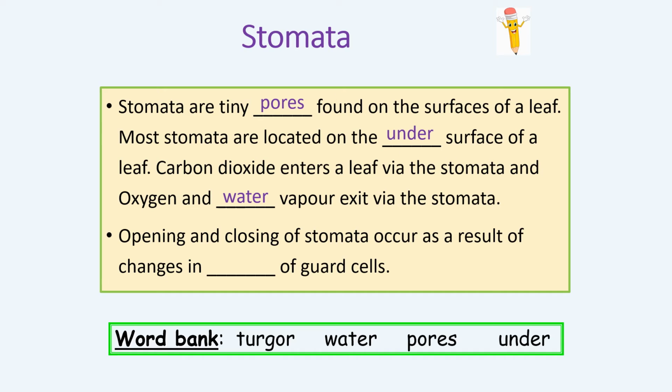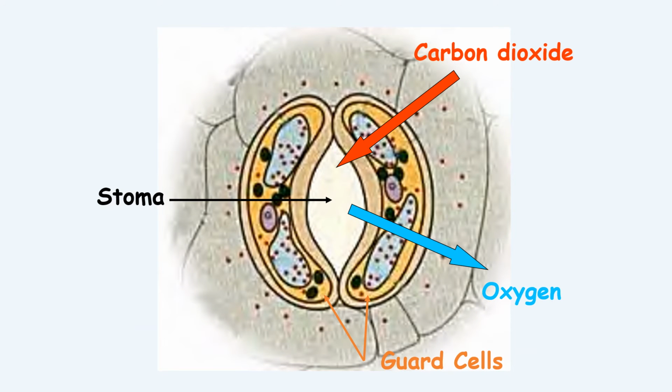Opening and closing of the stomata occur as a result of changes in turgor of the guard cell, and we should know the word turgor from when we did osmosis. So if something is turgid, it means that the plant cell has become very fat and the cell contents are pushing against the cell wall. So we have our stomata, which is our little hole, and we've got our guard cells, we've got our carbon dioxide that we need in for photosynthesis, and our oxygen going out.